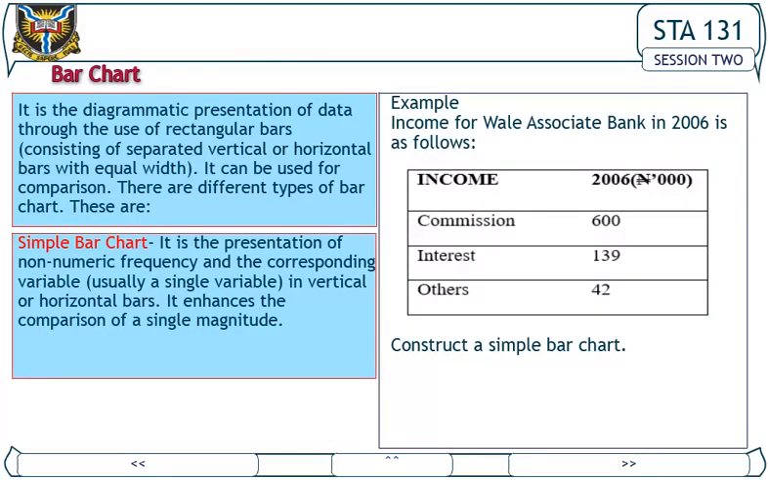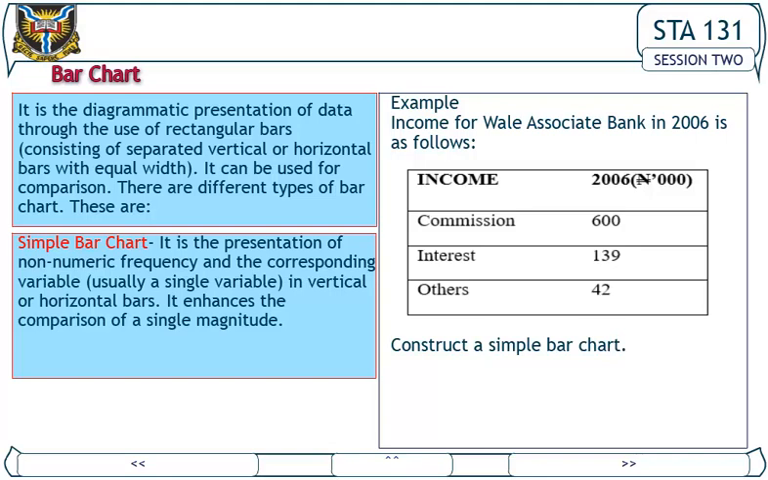Bar chart. It is the diagrammatic presentation of data through the use of rectangular bars consisting of separated vertical or horizontal bars with equal width. It can be used for comparison. There are different types of bar chart. These are: 1. Simple bar chart.